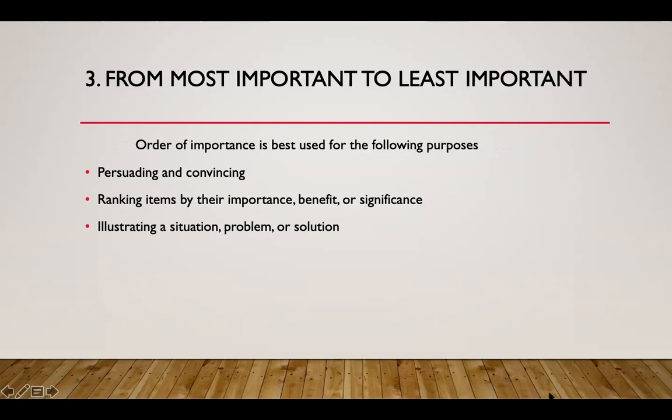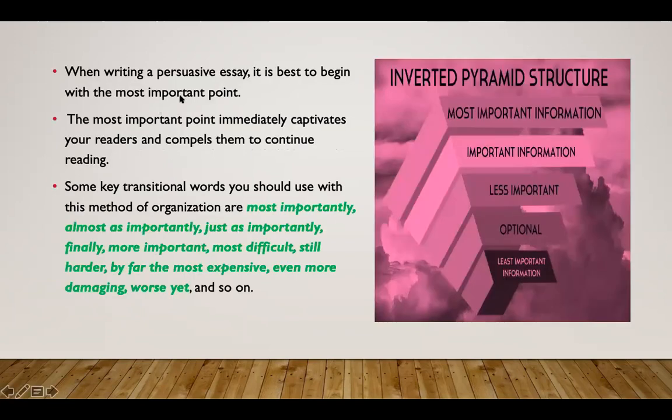The third arrangement is called from the most important to the least important point, and we also name it order of importance. It is used for the following purposes: persuading and convincing, ranking items by their importance, benefit, or significance, and illustrating a situation, problem, or solution. When writing a persuasive essay, it's best to begin with the most important point. The most important point immediately captivates your readers and compels them to continue reading.